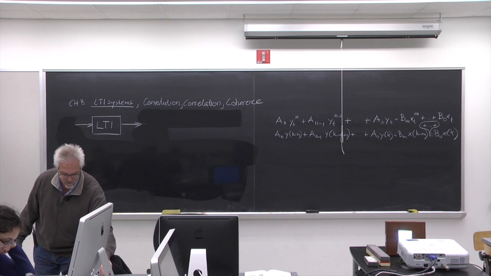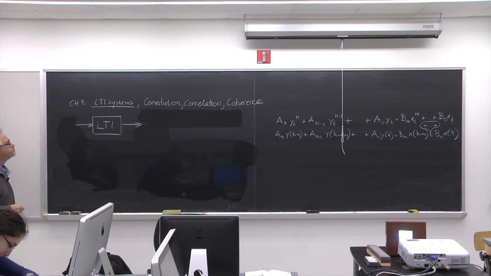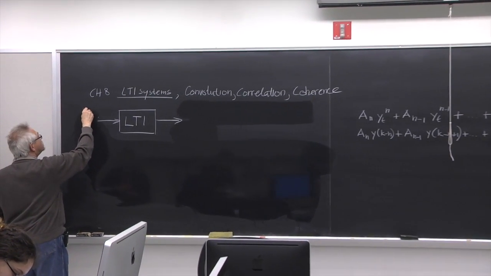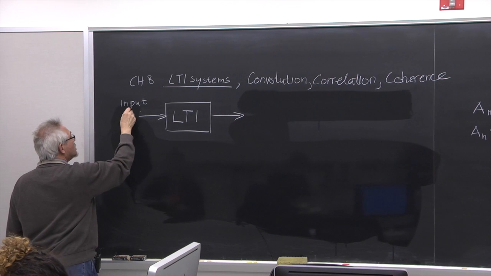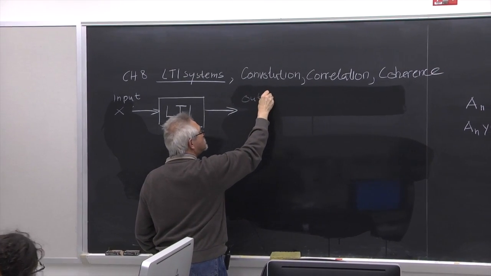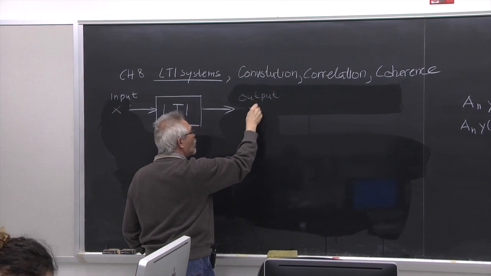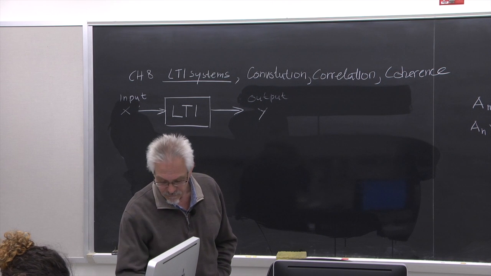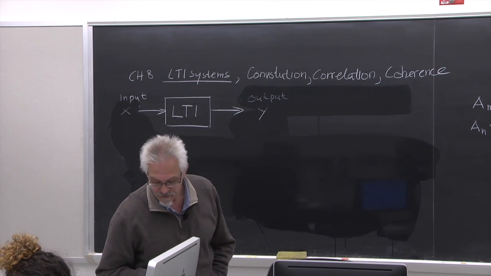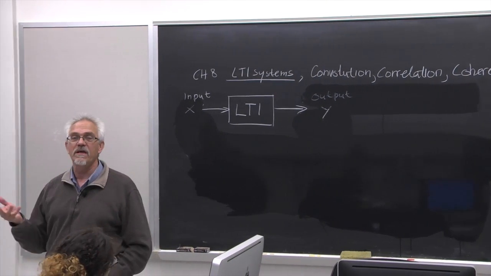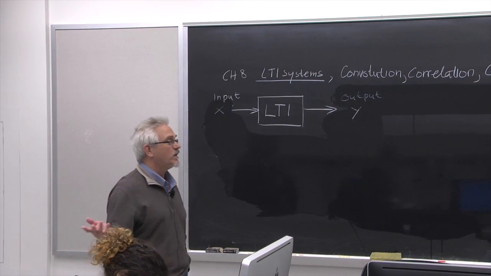So let us get back to our LTI system, where we have input x and output y. And let's look at a simplified version of how it would be if we offered this system a combination of unit impulses.